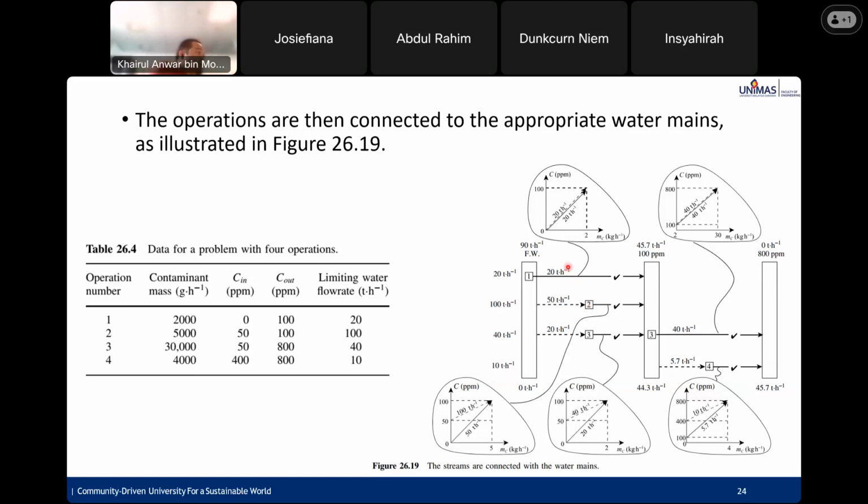So if you see here, this column, this row, 50, 20, 50, 50, is actually balanced with the fresh water flow. How about this one? This one is the same. This one is in balance with 45.7.